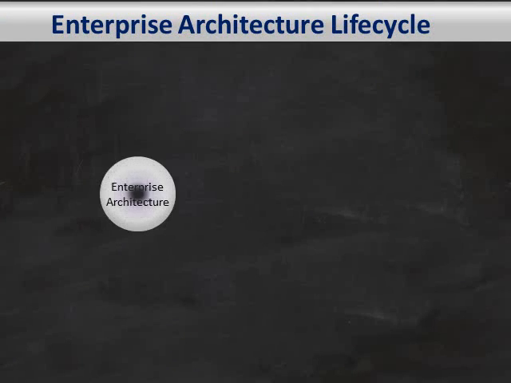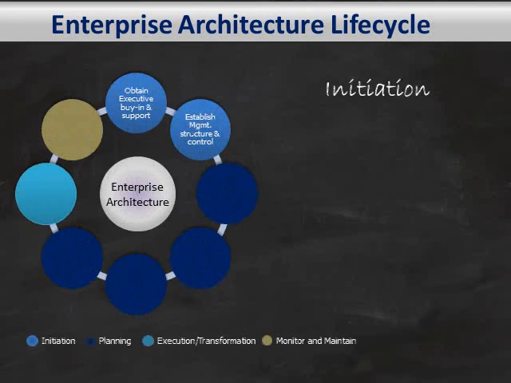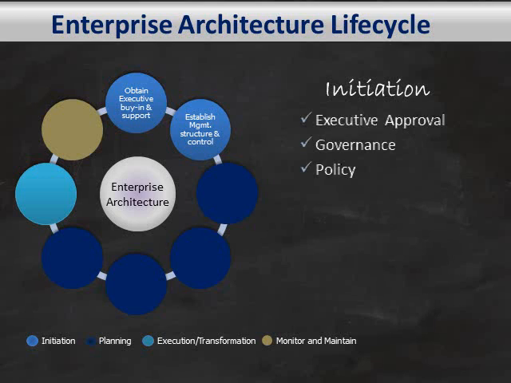The enterprise architecture lifecycle starts with the initiation phase. However, in reality, the enterprise architecture lifecycle exists today in every organization and does not end until the company closes. As stated in the previous slide, in the initiation phase, the CEO approves the enterprise architecture establishment. The enterprise architecture leader, with the executive leadership, sets up the governance process and the policy. Then the next phase, the planning phase, begins.